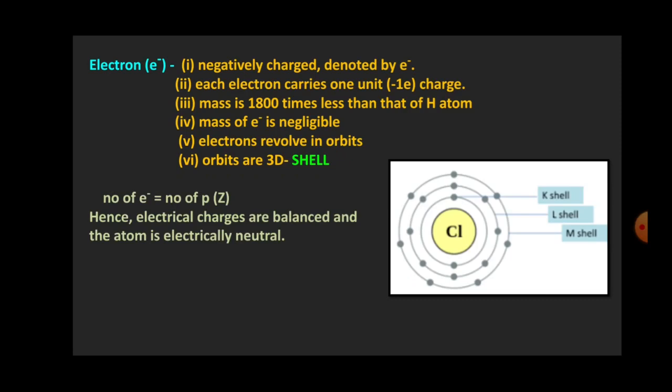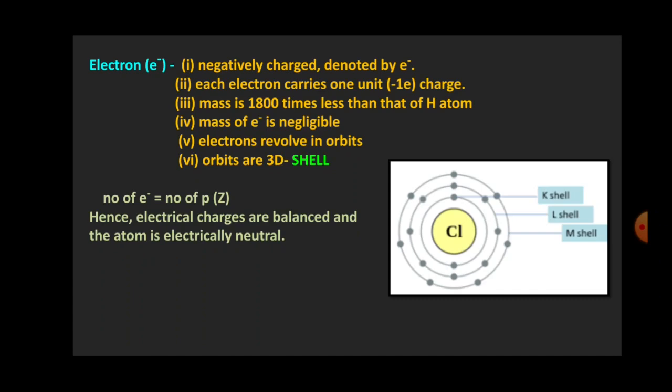Now the number of electrons in an atom is always equal to the number of protons, right? This I had explained to you, and that is the reason why the atom does not have any charge, because whatever amount of negative charge is present in the atom, the same amount of positive charge is also present, and thus they nullify each other. So the electrical charges are balanced and the atom is electrically neutral.